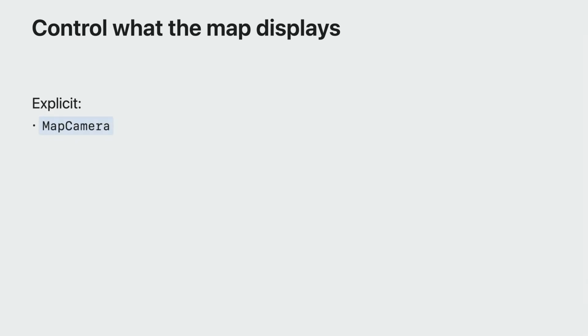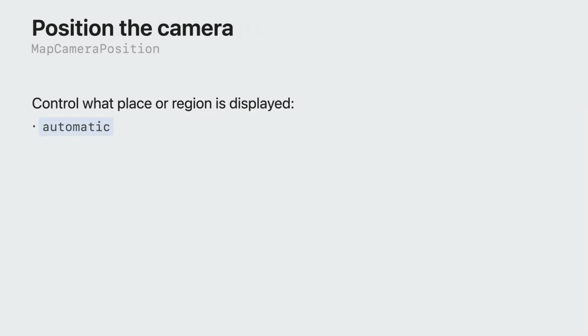Behind the scenes, what the map shows is ultimately controlled by a map camera. The camera looks at a coordinate on the ground from a certain distance, and the orientation of the camera determines what is visible in the map. The app I'm building has not had to create or configure the camera itself. Instead, it simply specifies what should be in view using Map Camera Position. MapKit takes care of the camera for me. The app uses an automatic camera position to frame content, such as search results. It uses a region position to show Boston and the North Shore.